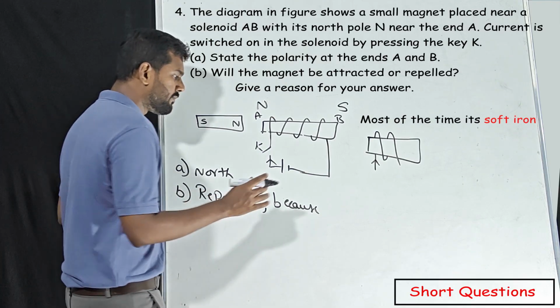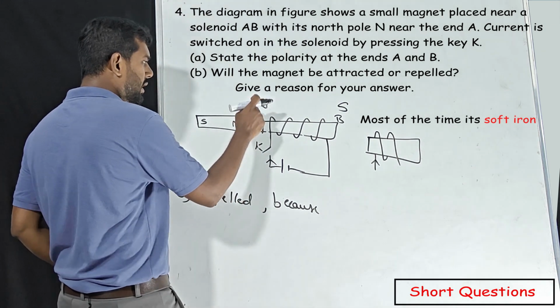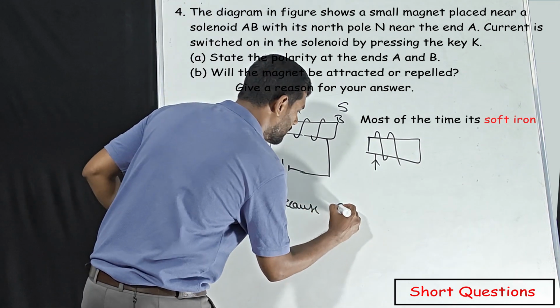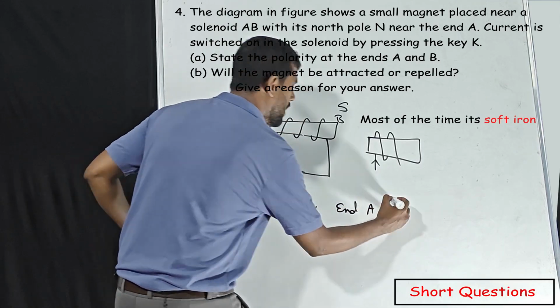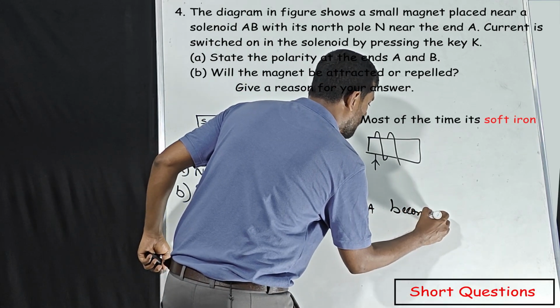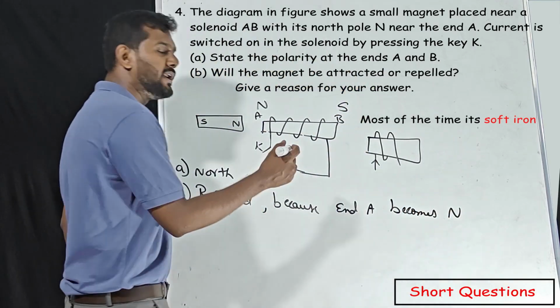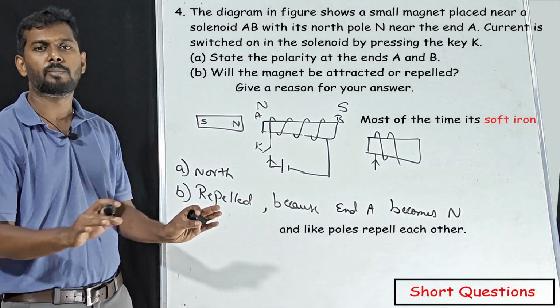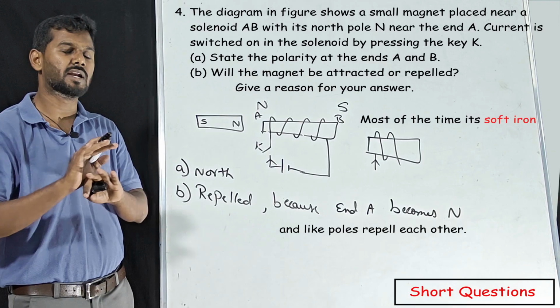So because north, the end A becomes north, and like poles repel each other. If you write this much, that is enough.